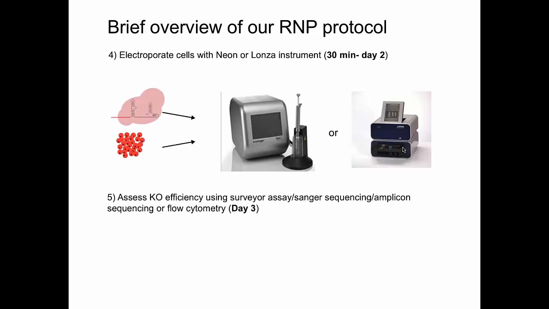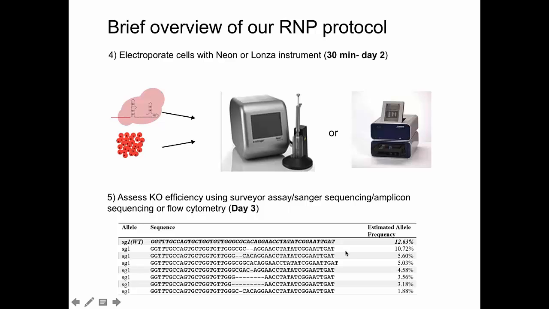And finally, we assess knockout efficiency using a Surveyor assay, Sanger sequencing, amplicon sequencing, or flow cytometry. We use amplicon sequencing a lot, and that's because we do a lot of RNA-seq and ChIP-seq, and so we're constantly running high-throughput sequencing runs.